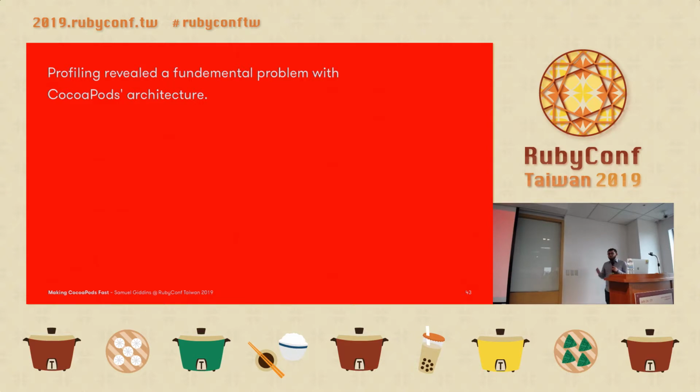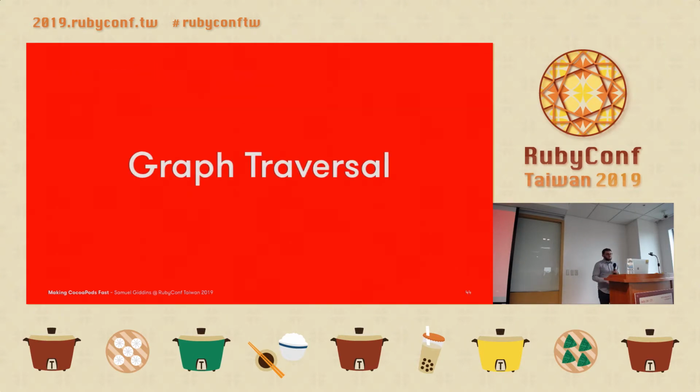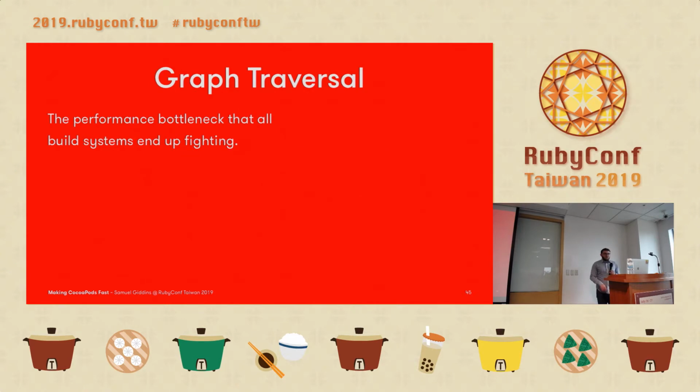So profiling and a lot of digging into the code revealed some fundamental problems with CocoaPods architecture. It also showed a bunch of smaller things that were a lot easier to optimize. Things like don't do something in a loop if you can do it outside the loop. So the first big problem with CocoaPods is it's basically a giant graph traversal problem. So it's kind of the bottleneck that all build systems end up fighting.